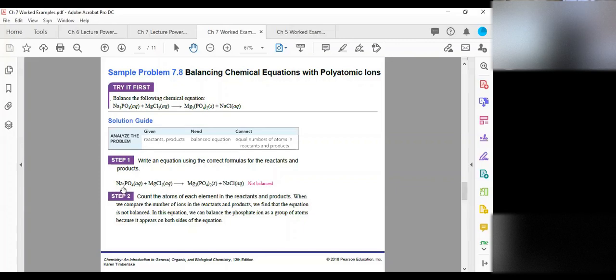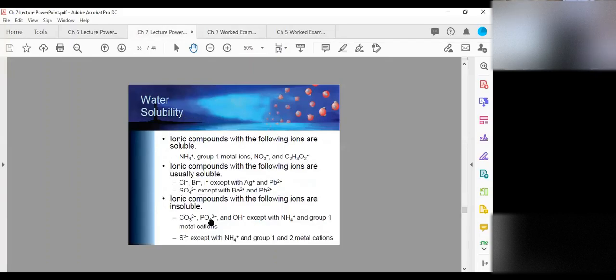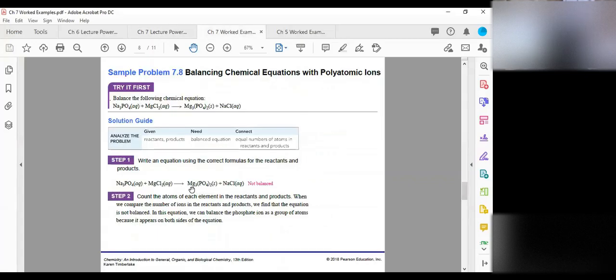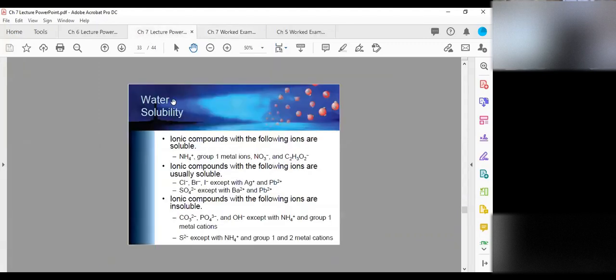Sodium phosphate. I have a sodium, group 1, so that's why it's aqueous. Halides, all halides except if there is silver or lead. This is magnesium, so it's aqueous. Phosphates are insoluble except if there is ammonium or group 1. Well, this is not ammonium or group 1, this is magnesium, so that's why it's a solid. So that's very important to be familiar with these rules. So once again, solubility rules on slide number 33. Please look at them.